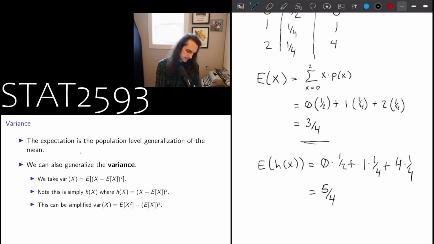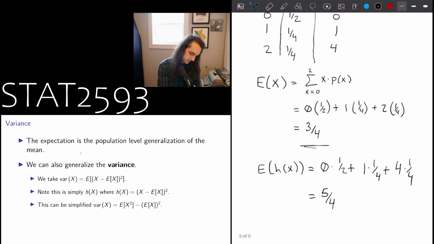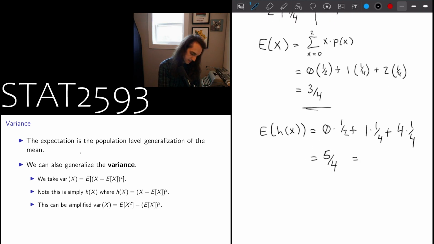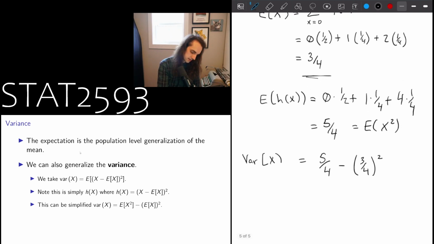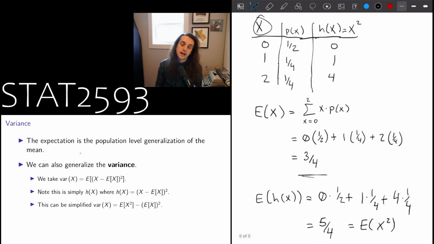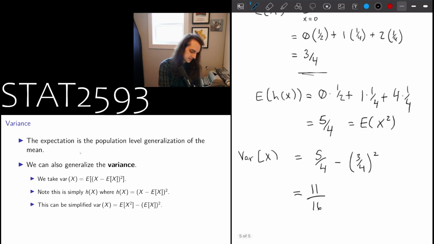And so if we go back to this example again here, well, this first term is the expected value of x. The second term is the expected value of x squared. And so from this, we can say that the variance of x is going to equal the expected value of x squared, which is 5 over 4, minus 3 over 4 squared, right? And so then we're going to get 20 minus 9 over 16, so that's going to be 11/16. And if you work through the actual computation, taking h of x to be x minus the expected value of x squared, you should get the exact same result.